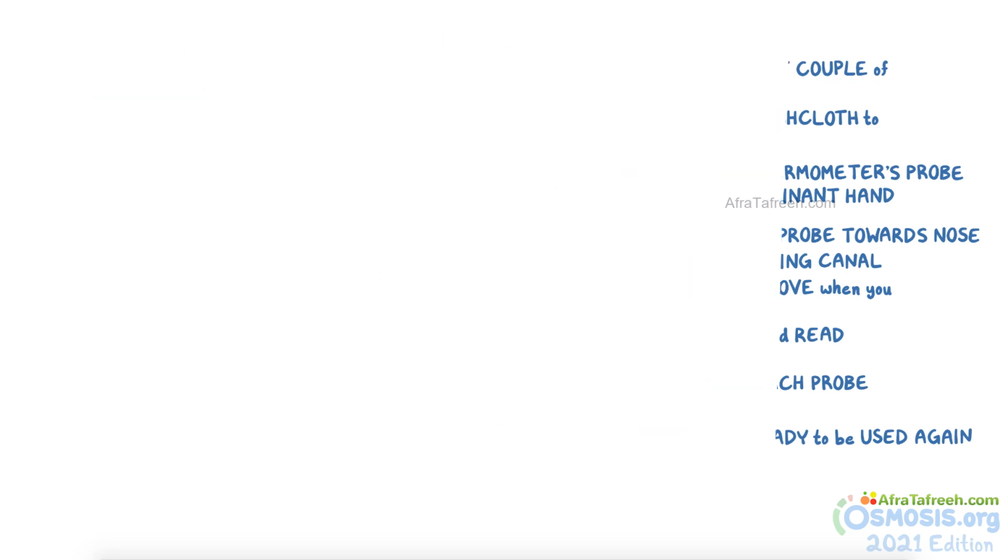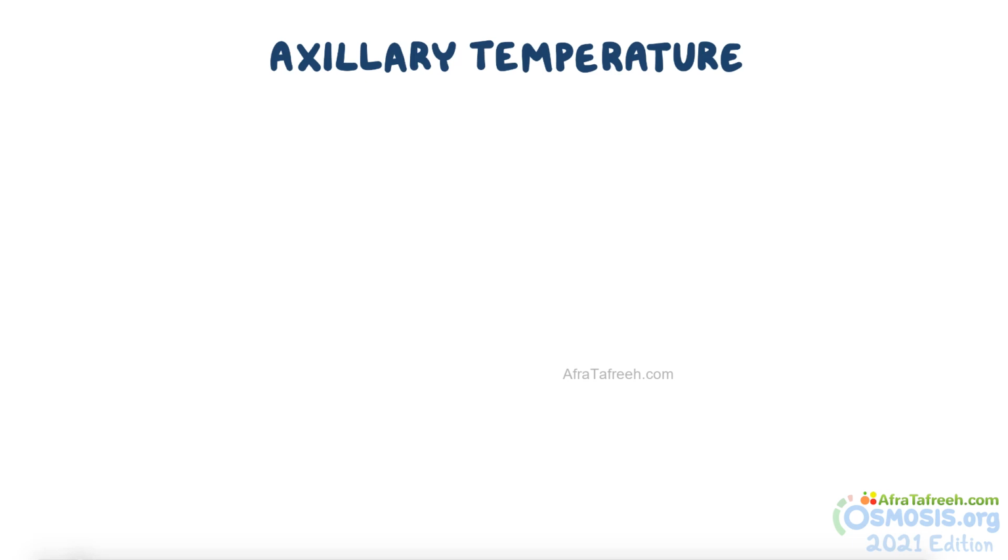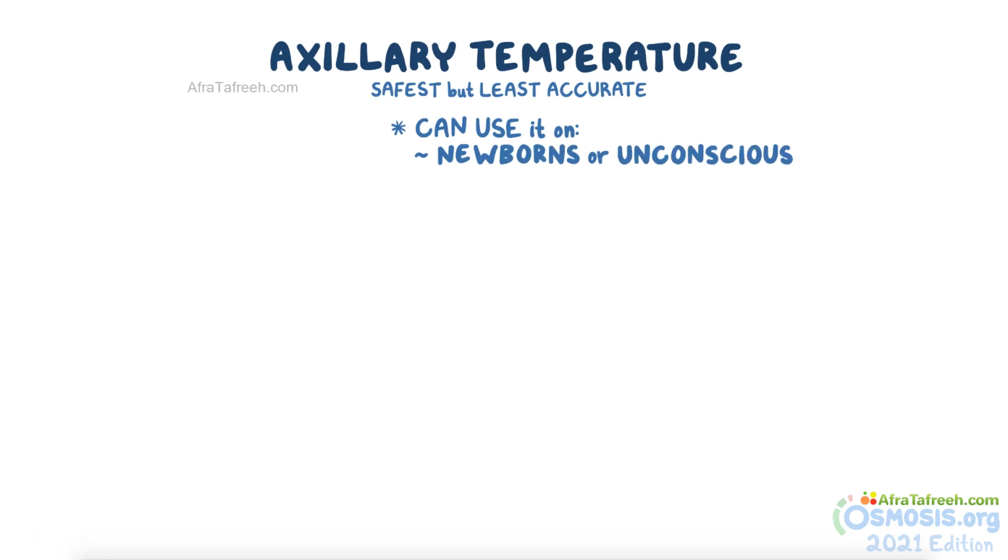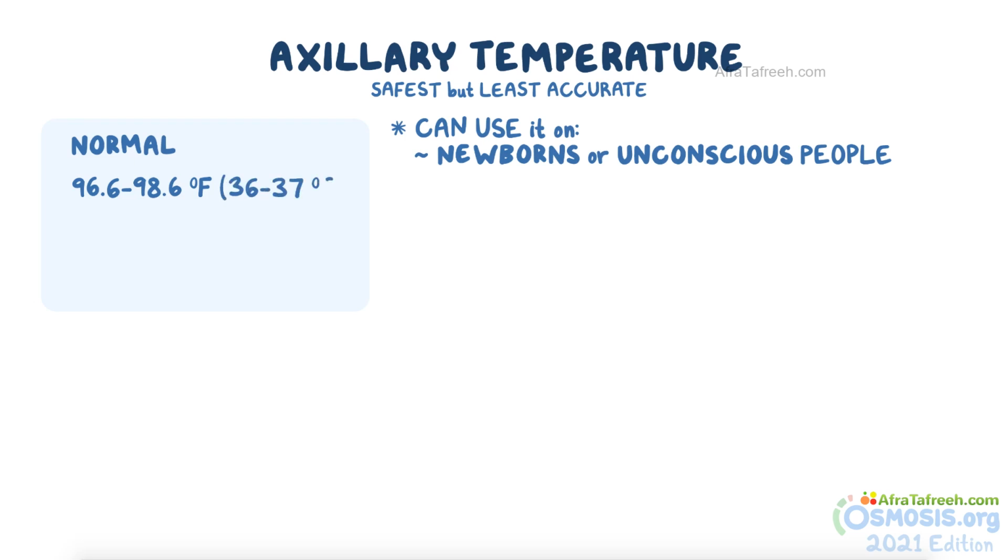We can also take a client's axillary temperature. This method is the safest but the least accurate. You can use it on newborns or unconscious people if other methods cannot be obtained. A normal axillary temperature falls between 96.6 to 98.6 degrees Fahrenheit or 36 to 37 degrees Celsius for adults, and 96 to 98 degrees Fahrenheit or 35 to 36 degrees Celsius for children.